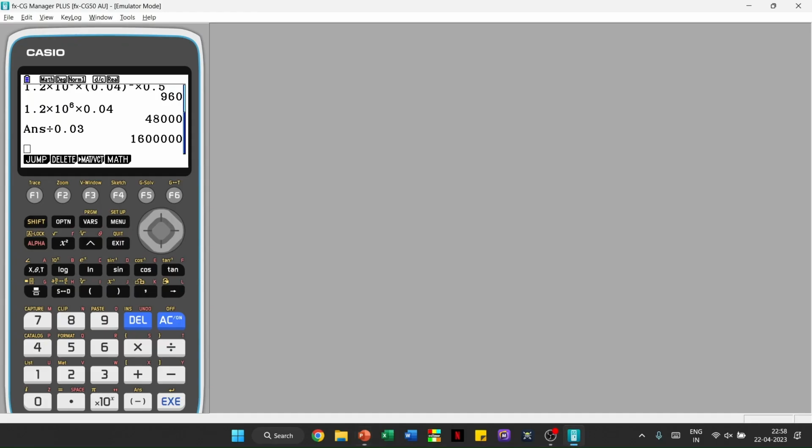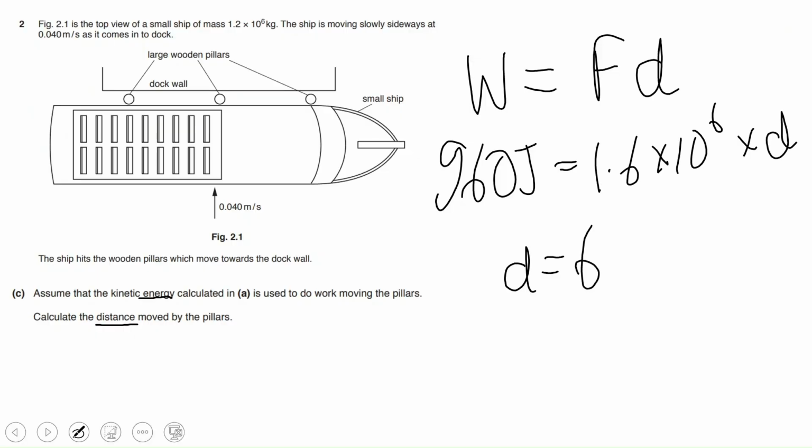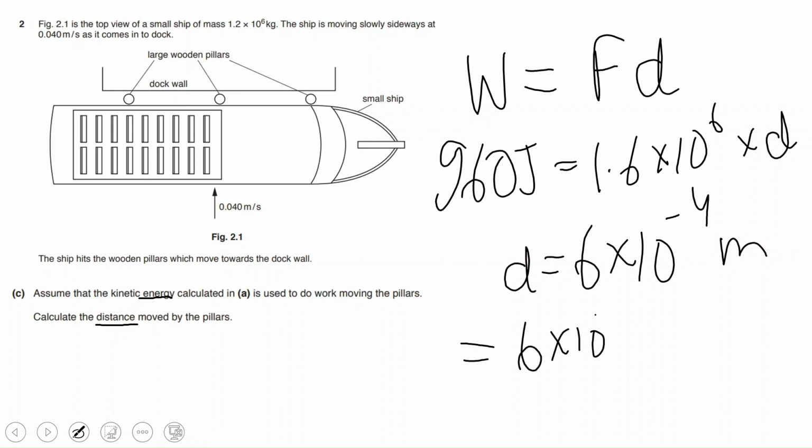So 1.6 times 10 to the power 6 newtons, and that is multiplied with d, which is the distance. So the distance moved is going to be 960 divided by 1.6 times 10 to the power 6, which is going to be 6 times 10 to the power minus 4 meters, because meter is the standard unit for distance. And this can be written as, multiply that with 100, that will be the centimeters. So 6 times 10 to the power minus 2 centimeters, which is going to be 0.06 centimeters. And that's it for momentum.